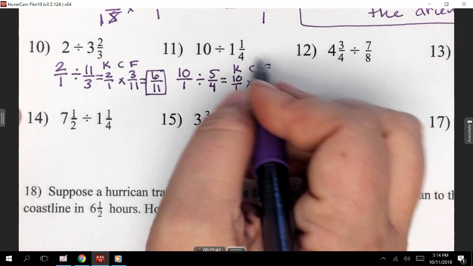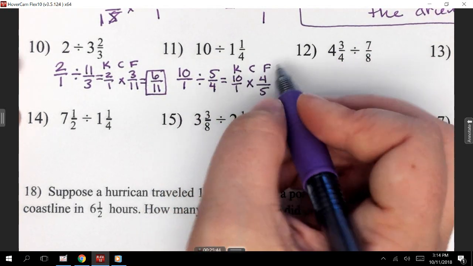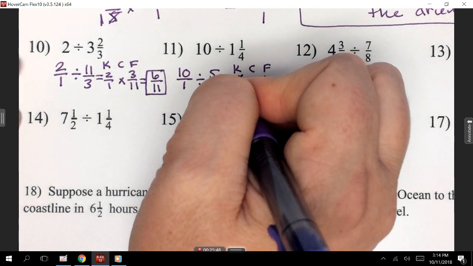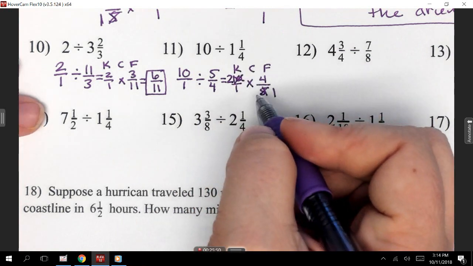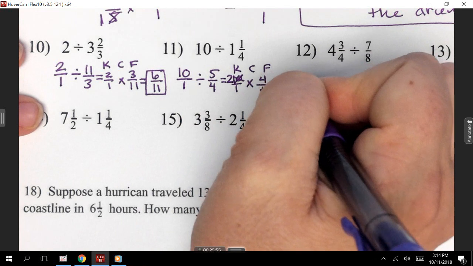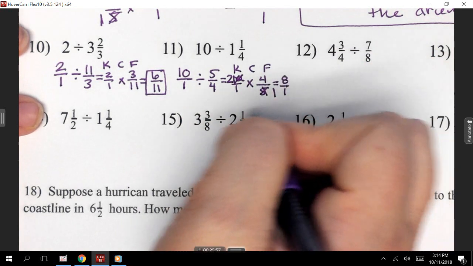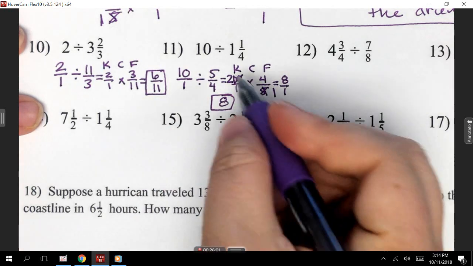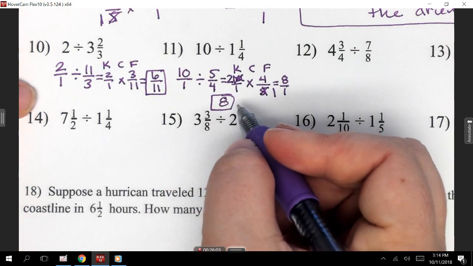Again, this is now where I can look to see if there's any simplifying. 5 divided by 5 is 1. 10 divided by 5 is 2. So there's where I did my simplification. 2 times 4 is 8 over 1, and we know that 8 over 1 is really just the whole number 8. So for number 10, we're looking at the answer 8.